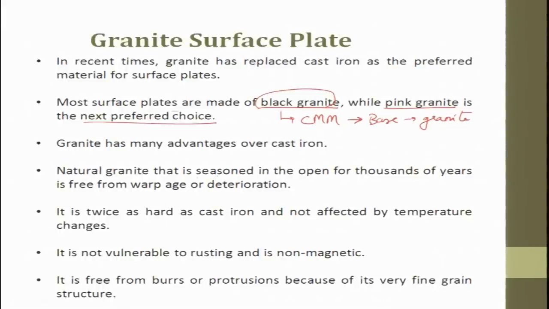Natural granite that is seasoned in the open for thousands of years is free from warpage or deterioration. So, this is much better, warpage is less. It is twice as hard as cast iron and not affected by temperature. Cast iron is sometimes vulnerable to rusting, whereas here there is no rusting and no magnetic field influence, and it is free from burr or protrusion because of the very fine grain structure. So, this is very popular, and today people have started using granite as compared to cast iron.